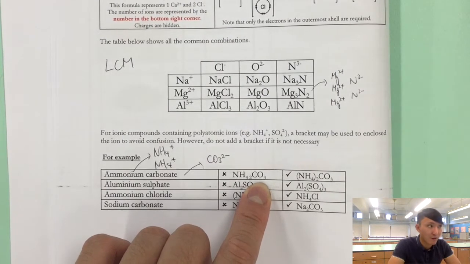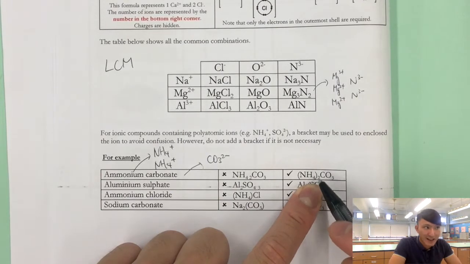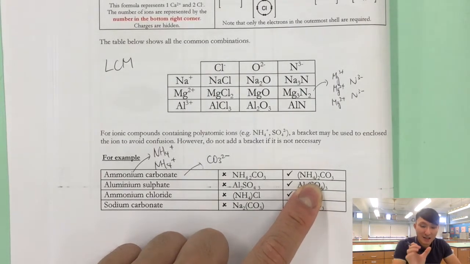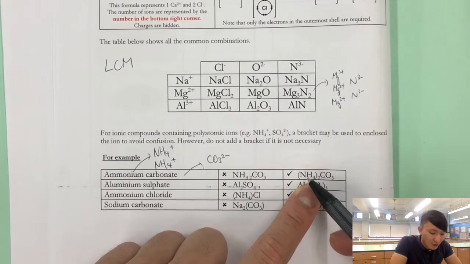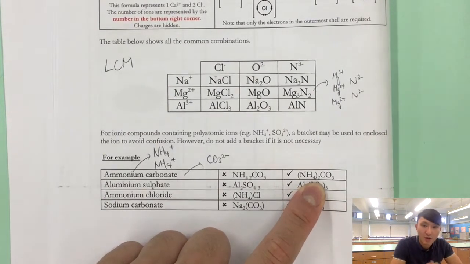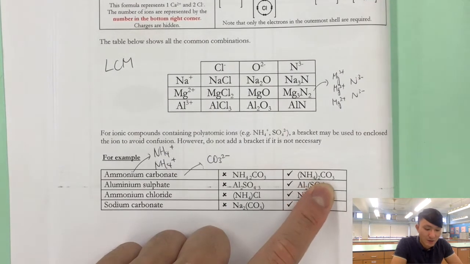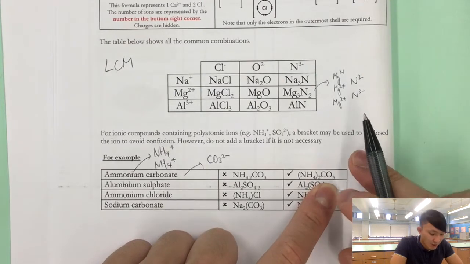So in order to prevent such confusion from arising, we need to put down a bracket. We use a bracket to enclose the polyatomic ions, which may give rise to confusion. After we enclose it with a bracket, we put a 2 outside the bracket, then people know that we have 2 ammonium ions going with 1 carbonate ion. Okay, so this is how it works.